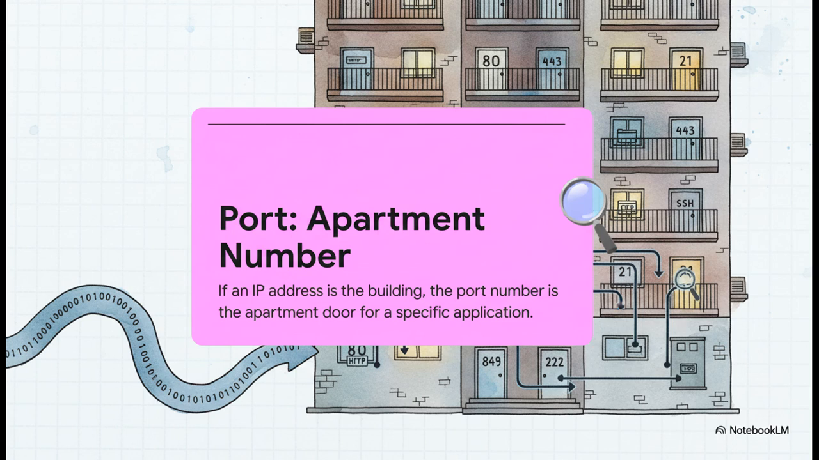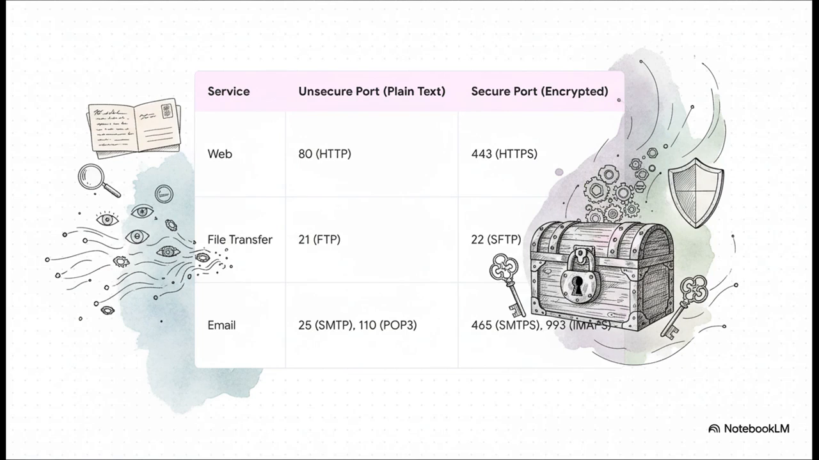Port numbers. If the IP address gets the data to the right building, which is your computer, the port number gets it to the right apartment, the specific application that asked for it. Every program that uses the network is listening on a specific numbered door. For your exam, yeah, you're going to have to memorize these key ports. But what's more important is understanding the why.